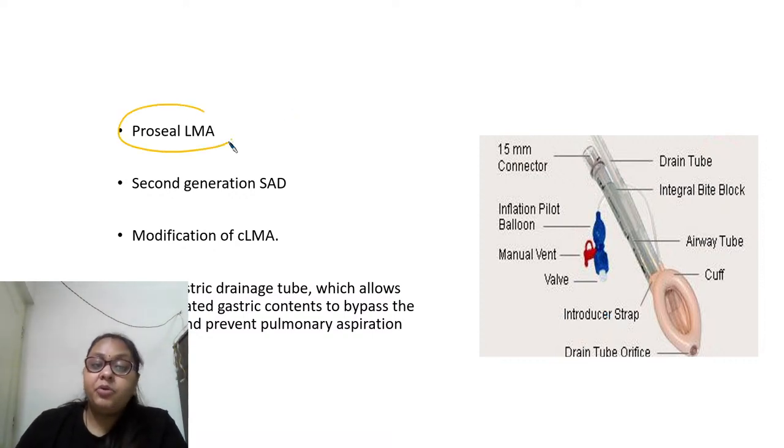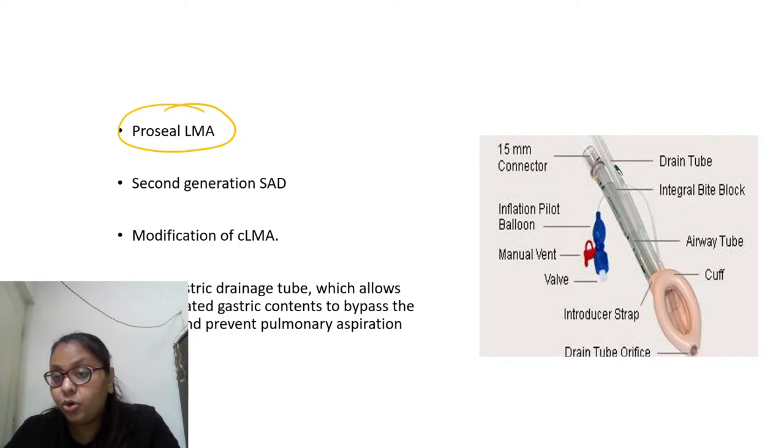Among them, first is the ProSeal LMA. Here, look at the two tubes. This is the drain tube. So what is it draining? It is draining the gastric contents.